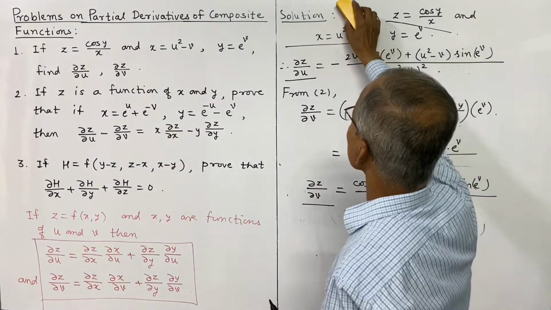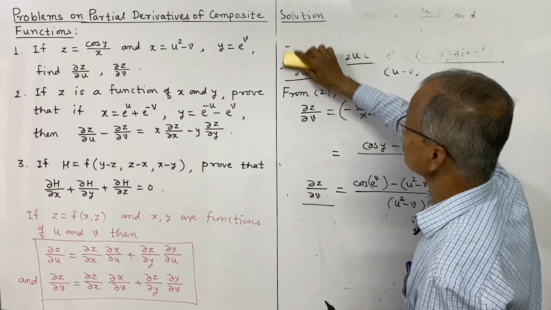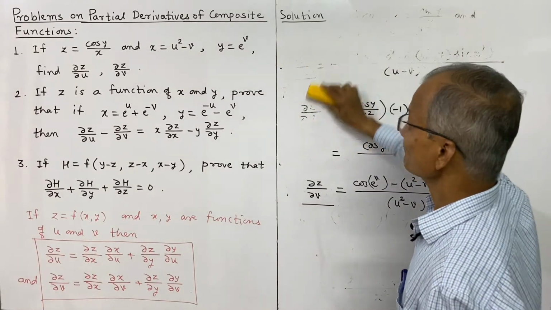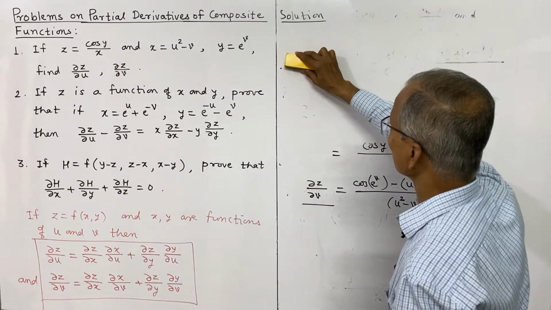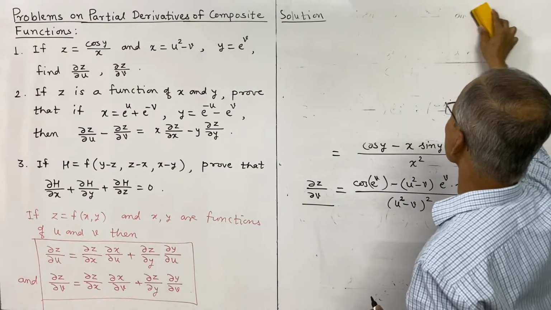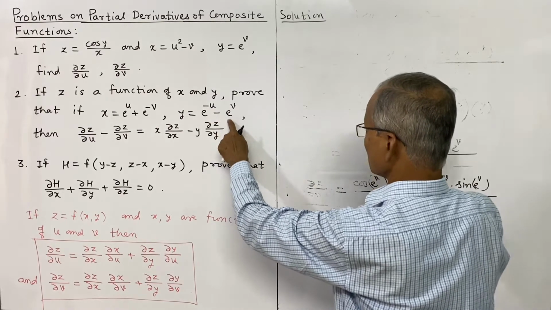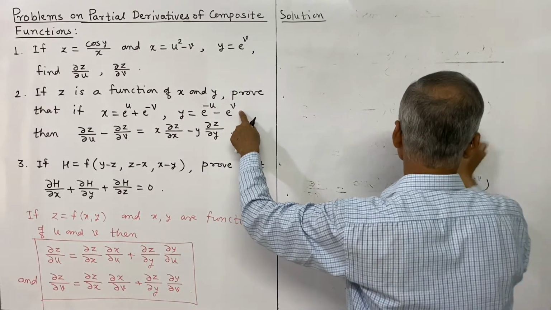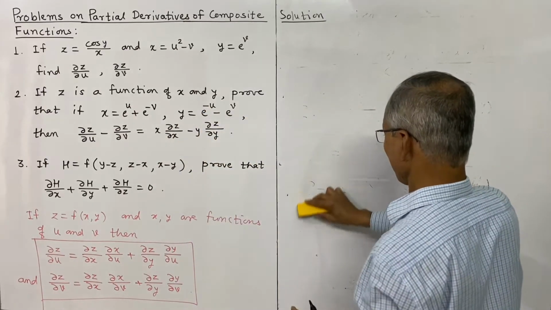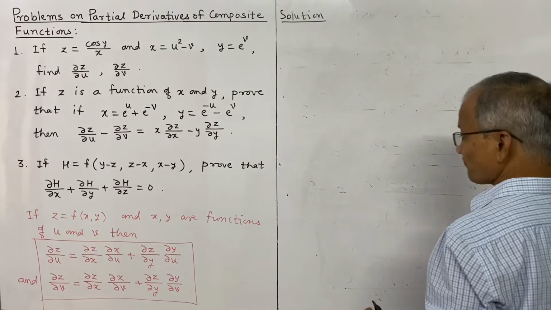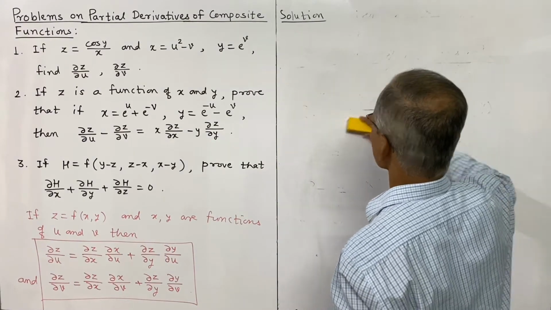Now we shall consider the second problem, solution for second. What is the second problem? Z is again a function of u and v. Z is a function of x and y. If x is equal to e power u plus e power negative v, y is equal to e power negative u minus e power v. These are the values of x and y given, and what that suggests, x and y are functions of u and v. So it is as earlier.